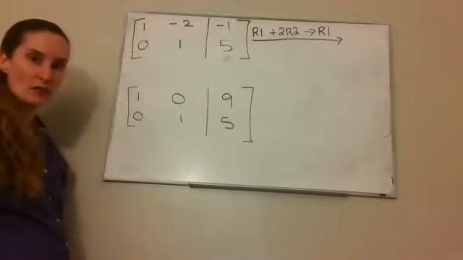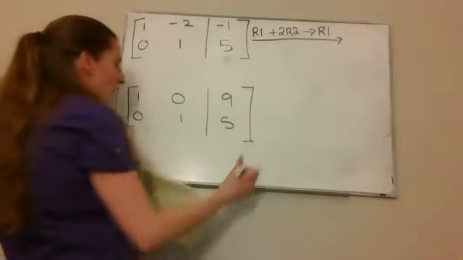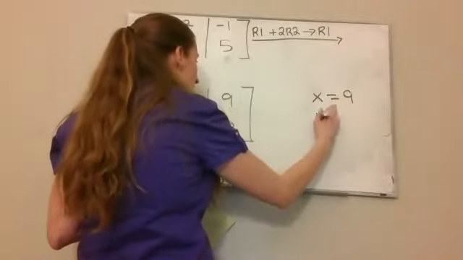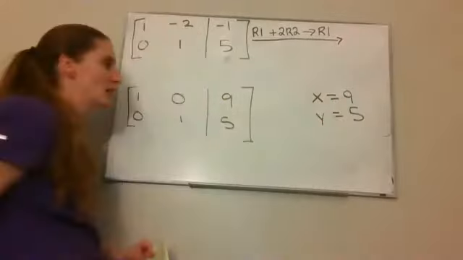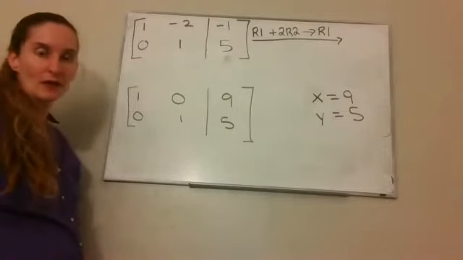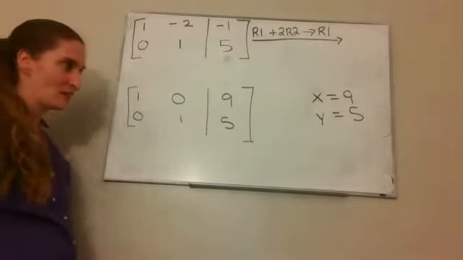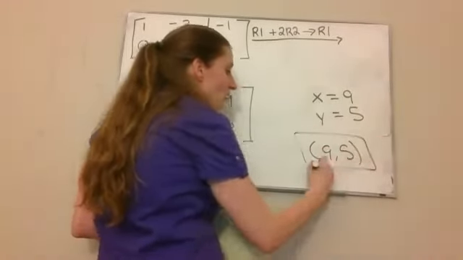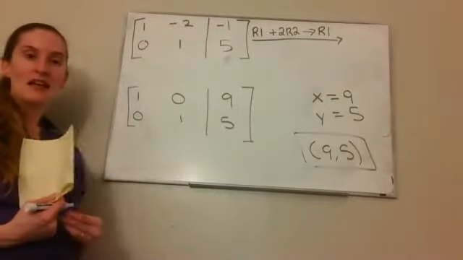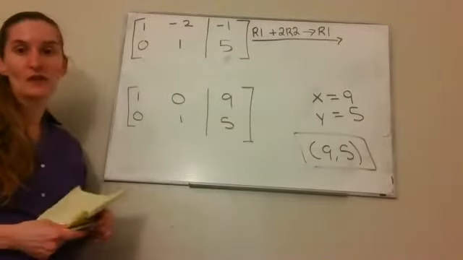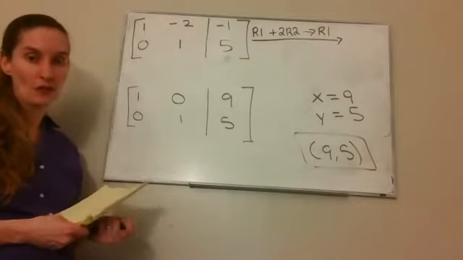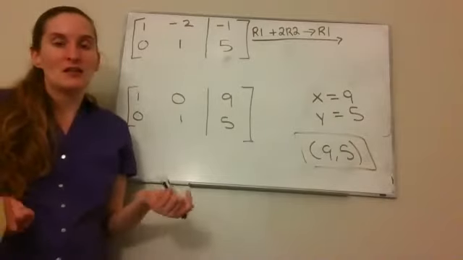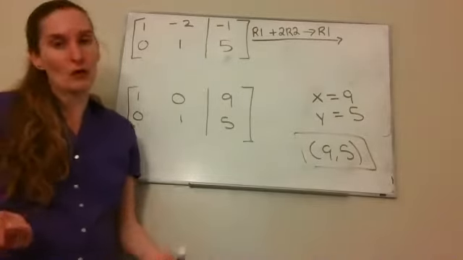Now this is in reduced row echelon form. And so if I translate it back to a system of equations, I get x equals 9, y equals 5, and it's already solved for me. I don't have to do any other back substituting, it's just done. So I get 9, 5 as the solution to that system. And again, that's the same solution you would have gotten just solving the system using elimination or substitution. If you find that you really don't like a certain method, don't use it. Use the method that works for you.